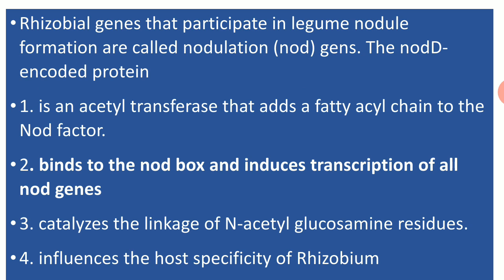Rhizobium genes that participate in legume nodule formation are called nodulation genes. The NodD encoded protein binds to the nod box because it is the regulatory protein and induces transcription of all nod genes. So the second alternative is the correct one.